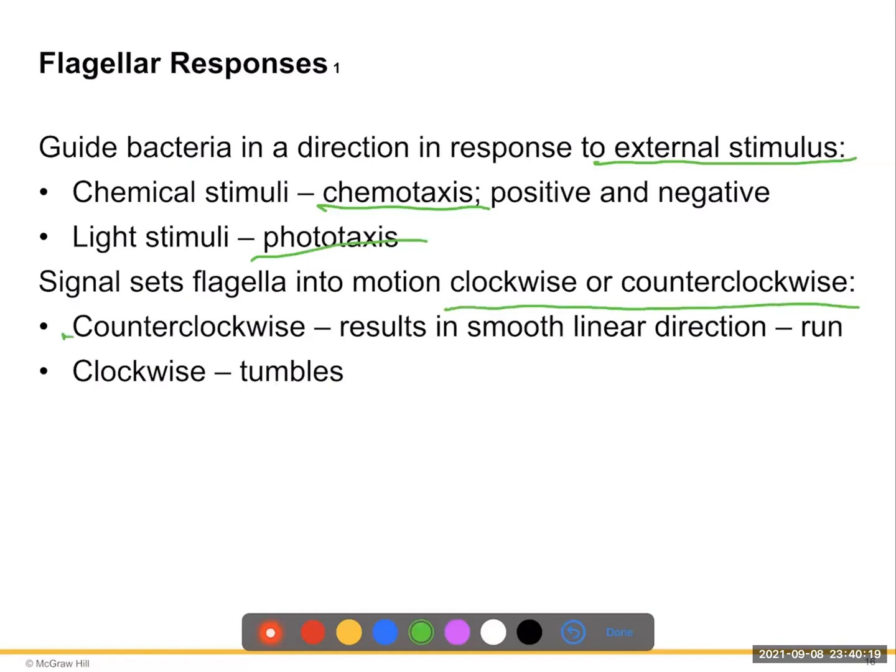If the flagella spins counterclockwise, it's a smooth linear direction. It makes it run in one direction. If it spins clockwise, then it starts to tumble and spin around itself. Say it's feeding and there's nutrients around, and then it wants to spin around just to produce the area around to get more nutrients by it. That's what it does. So counterclockwise guides it straight through to a different area. Clockwise makes it spin around the same place, kind of tumbles around.